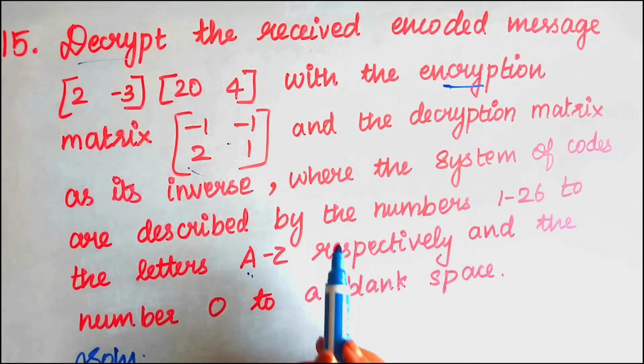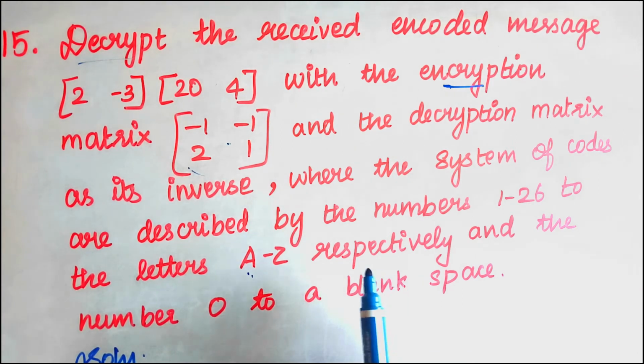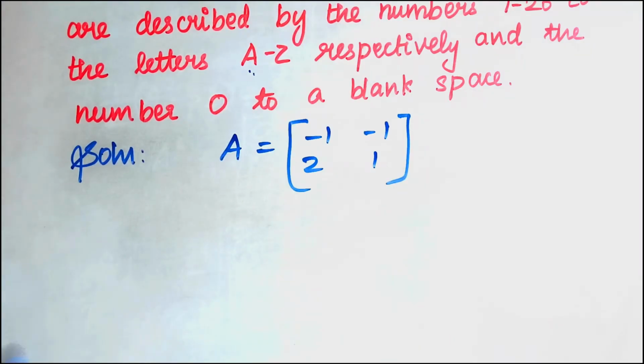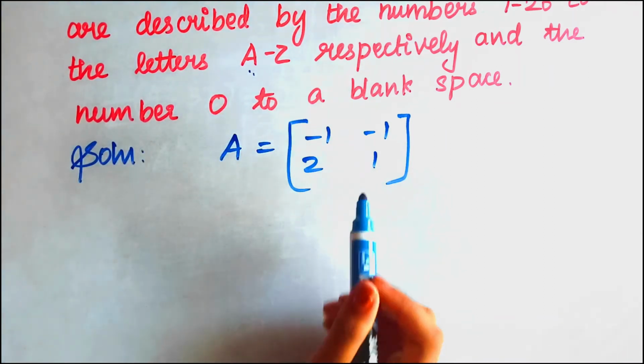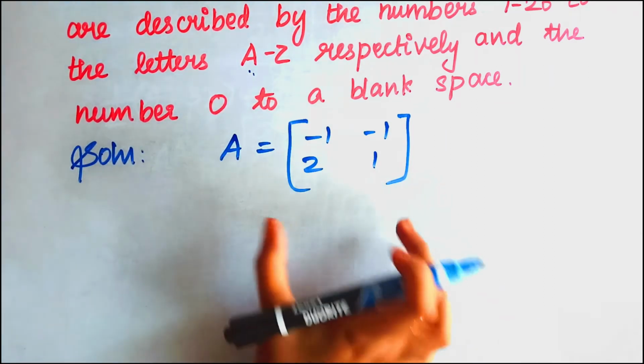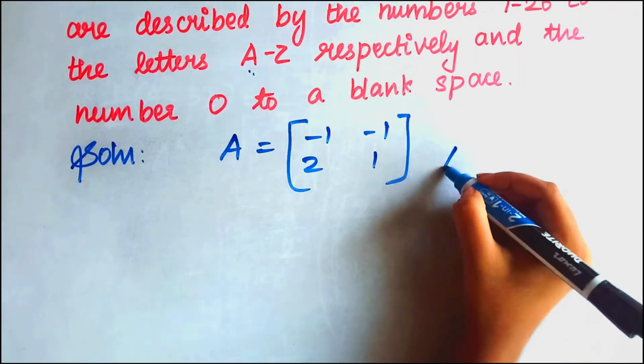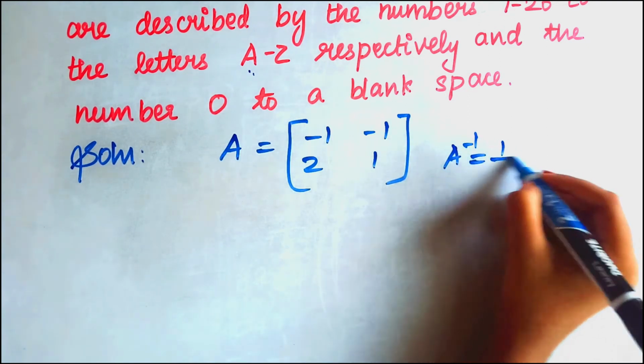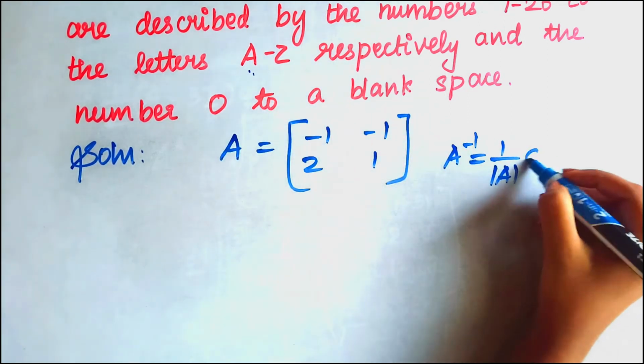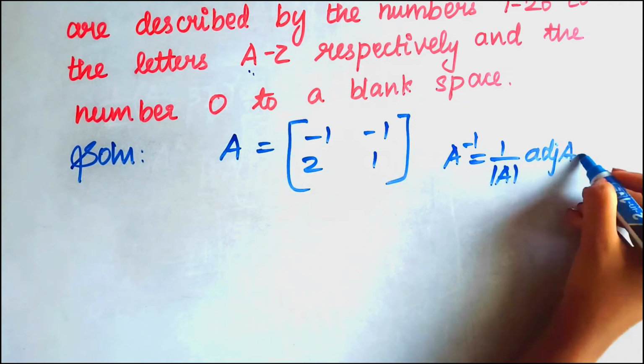Okay, now we have to find the hidden message here. Remember to consider it as a spy game. Okay, so first let's find the inverse of this matrix. Here I have taken that matrix to be A, and we have to find the inverse of this matrix, which means we have to find the A inverse. So the formula for A inverse is 1 divided by determinant of A into adjoint of A, right?